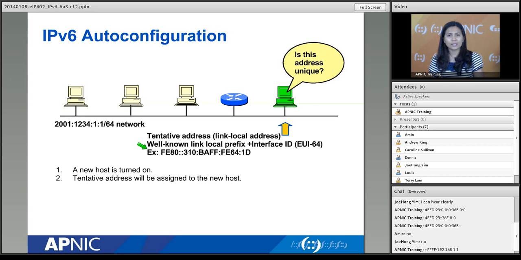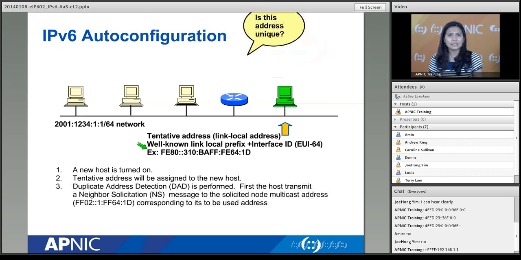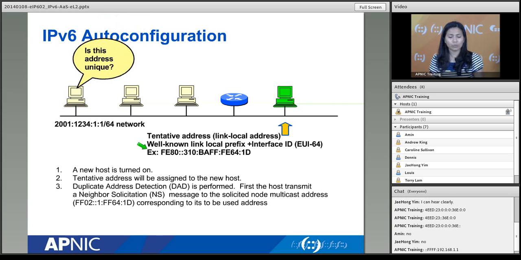So what you do now is to check whether it is unique, send a query to everyone. So this is part of what we call the Neighbor Discovery Protocol. You're sending a message called Duplicate Address Detection, or DAD. Okay, Duplicate Address Detection. Now, the message that you're sending out is a neighbor solicitation message to check whether someone's using that.